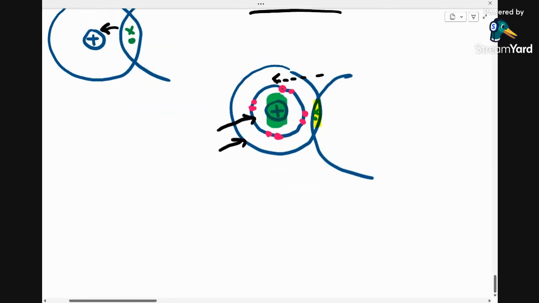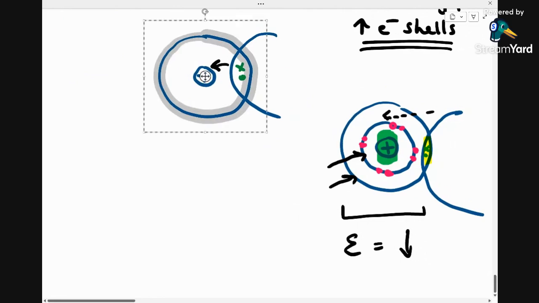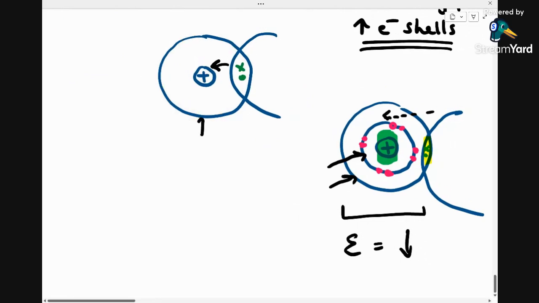So here, the electronegativity value of this atom is smaller, is lower, is less than this one here that has less shells. It's only got one shell here, so there are no other barriers to the electrostatic force of attraction. So here, the electronegativity value will be greater.